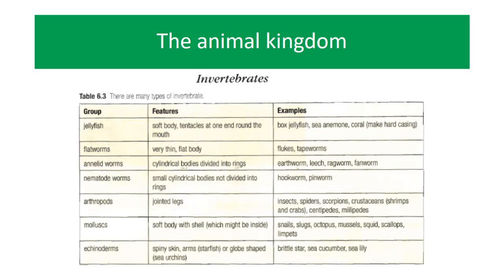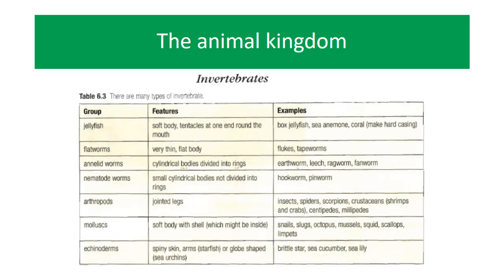Let's continue with the next one. The animal kingdom, one of the most interesting groups. First, they are divided into invertebrates and vertebrates. It means those who have a backbone and those who don't have a backbone. Okay, we are starting with invertebrates, which lack a backbone.